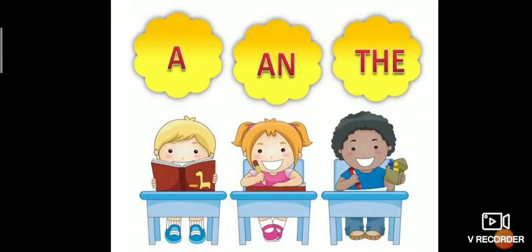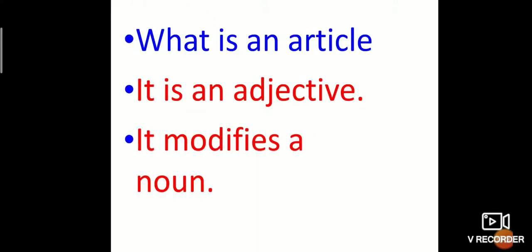Good morning, children. Today we'll study about a family of kids. In this family, there are three children, and the names of these three children are A, An, and The. So, we'll study about this family where there are three children, and these three children live together, and collectively, these three children are known as articles. Alright. Now, the question arises in our mind: what is an article?